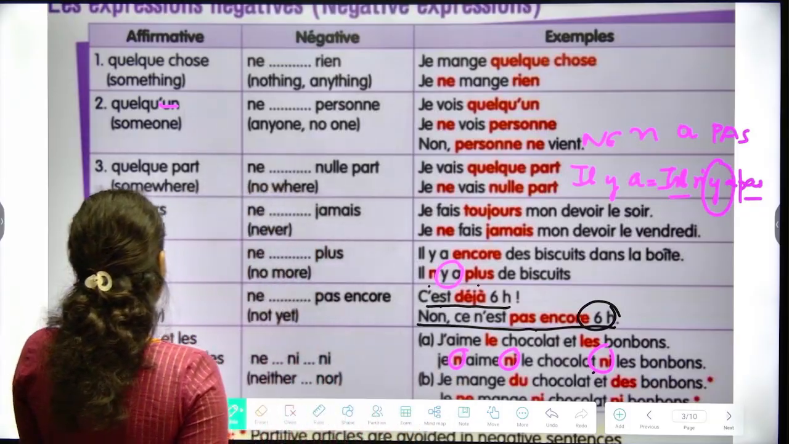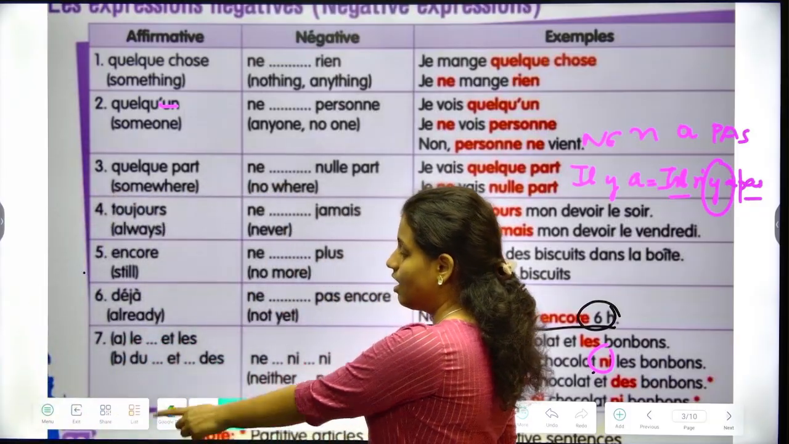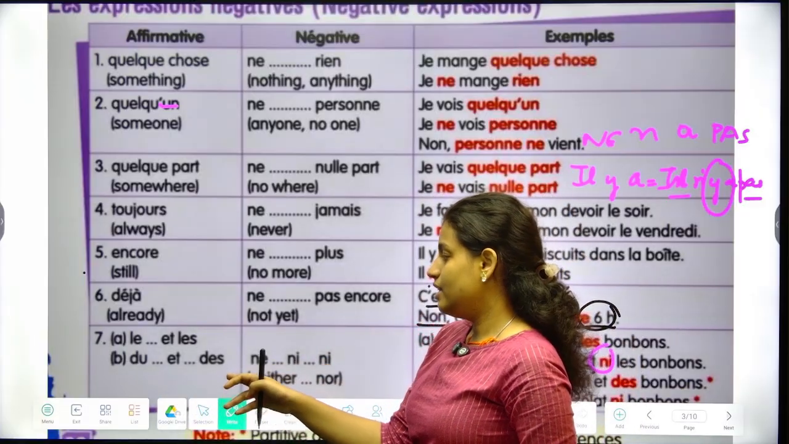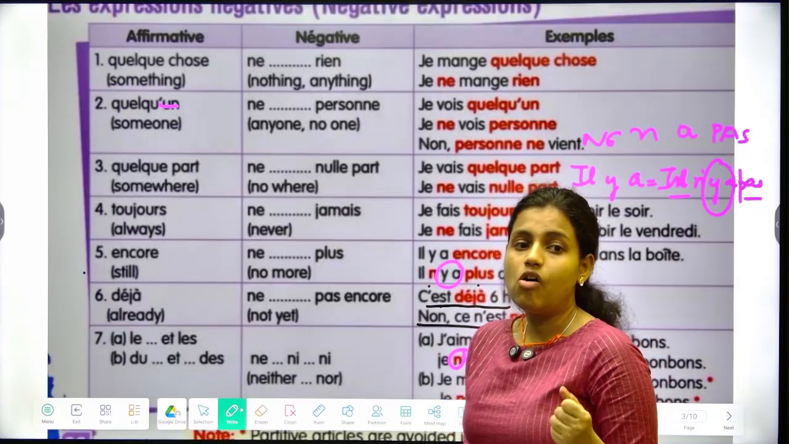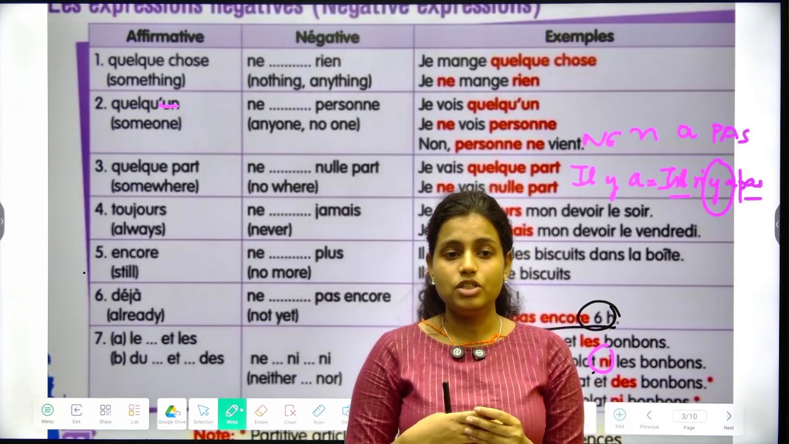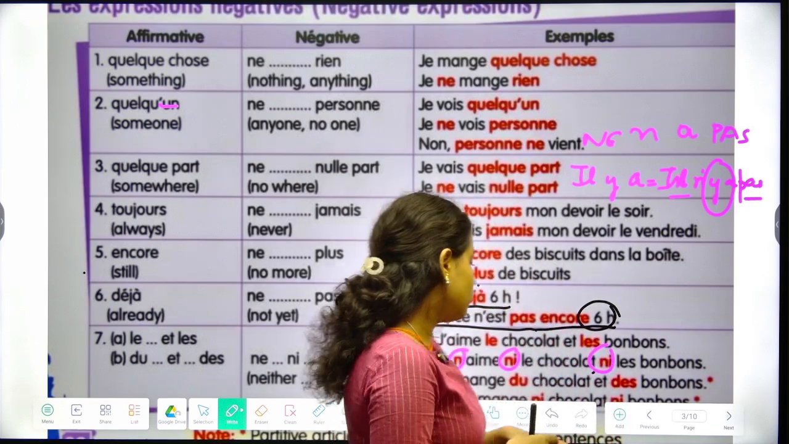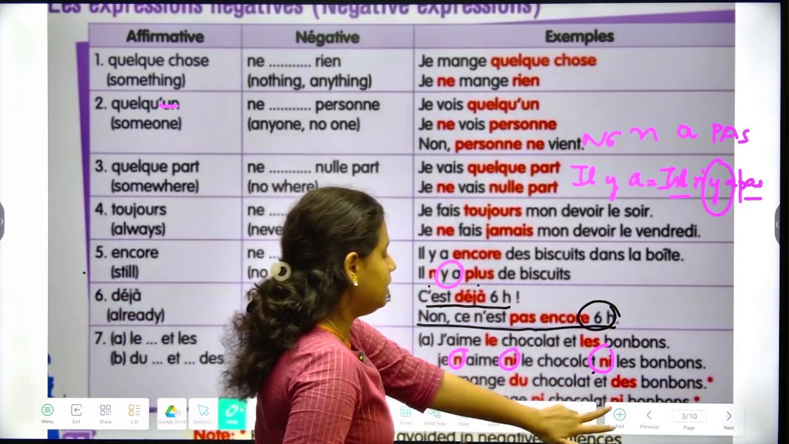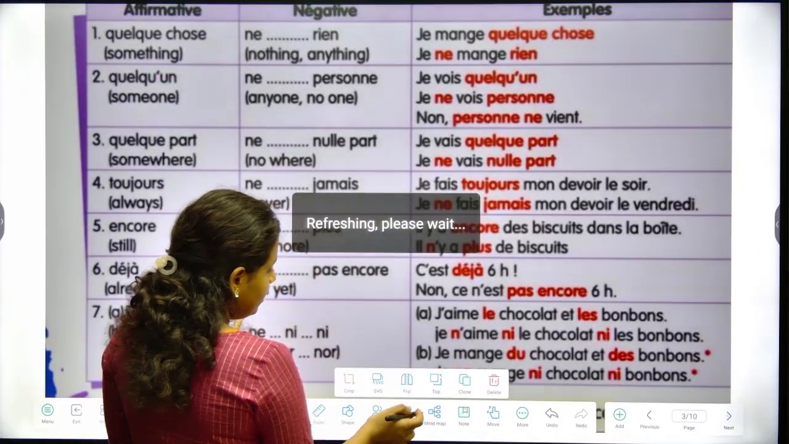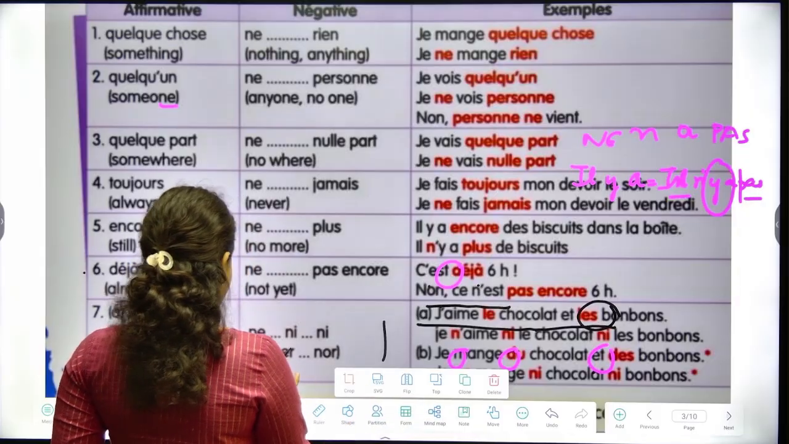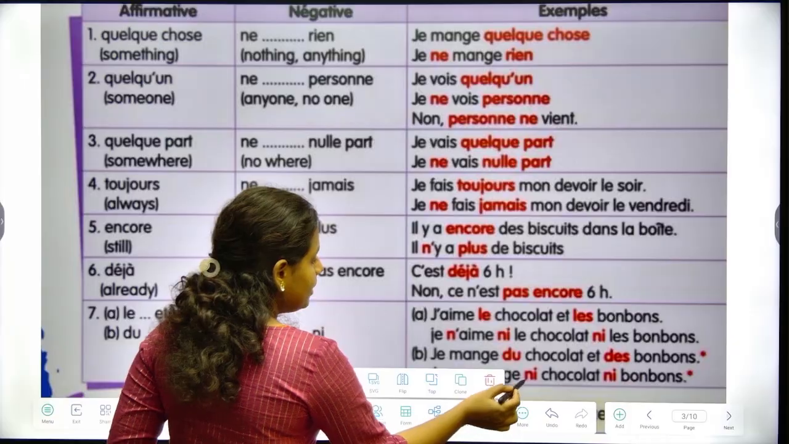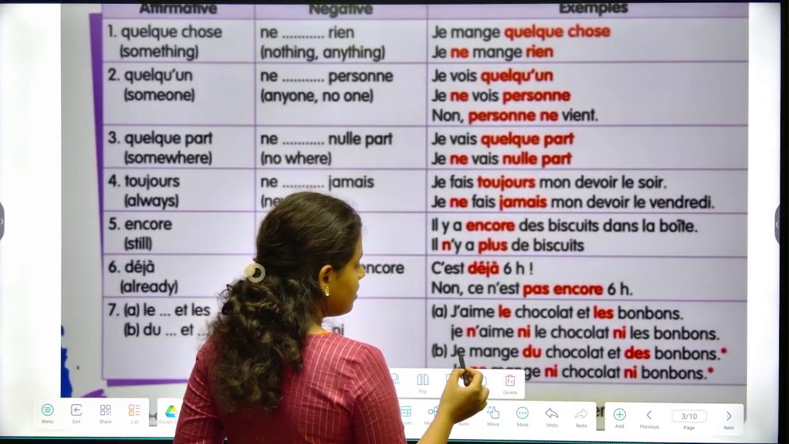Then the second statement we have here is with the partitive articles. Like when you have du and des, that is, I like some candies or some toffees or some chocolates. So you negate it with I don't like any candy or any chocolate. So we have ni and ni, that is same.